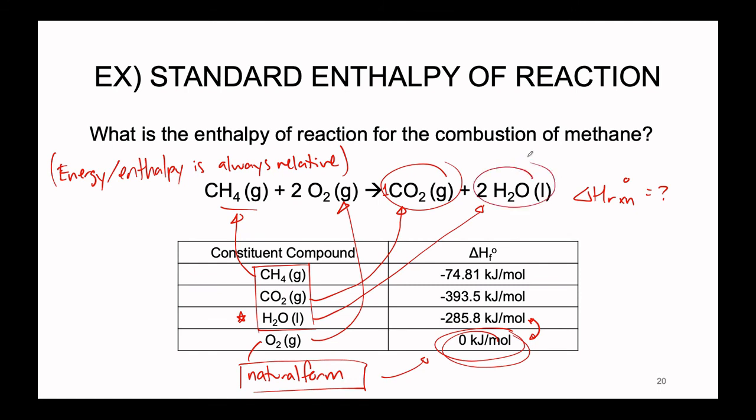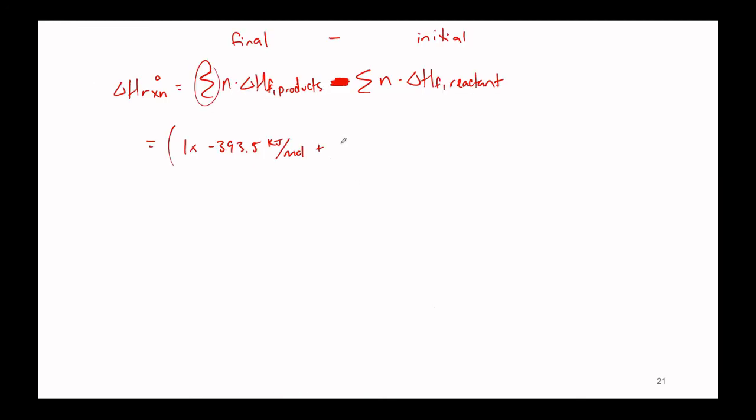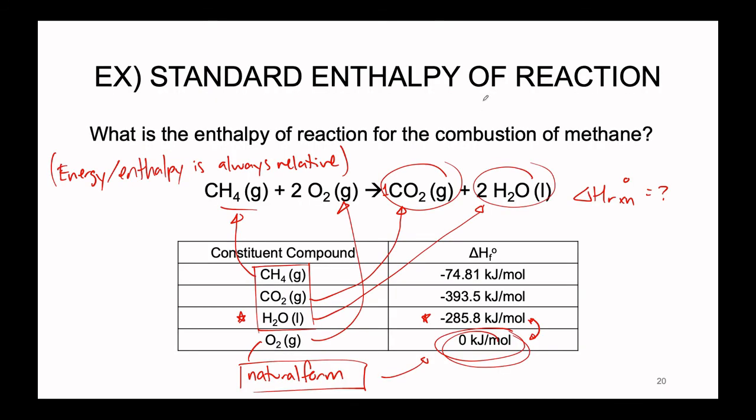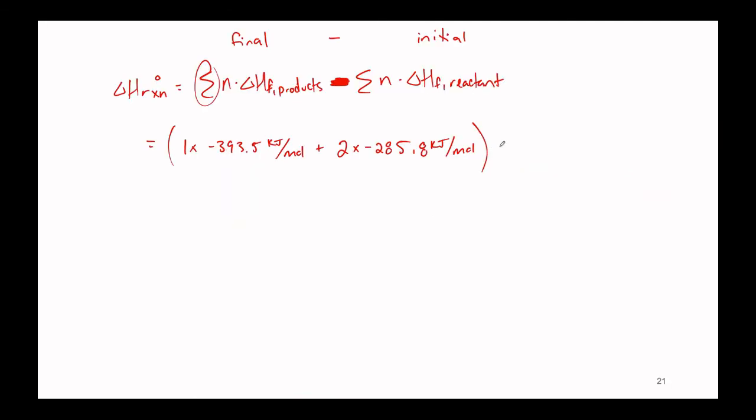the other product. Now we can see that there are 2 water molecules, which means we're going to have to take 2 times negative 285.8 kilojoules per mole. And we can see that based off of our chemical reaction, these are both of the products. There are no more products. So here in our work is where we're going to close off this parentheses.